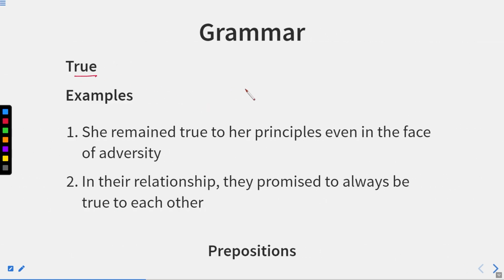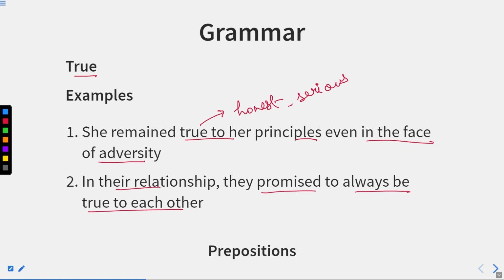True. Now whenever we use true to, it means we are correct and we are true in what we are saying. So she remained true to her principles even in the face of adversity. So true to means following her principles. So she was honest. True to means being honest, being serious, and following them seriously. In their relationship, they promised to always be true to each other, to be loyal to each other. Here, true to refers to loyal to each other.